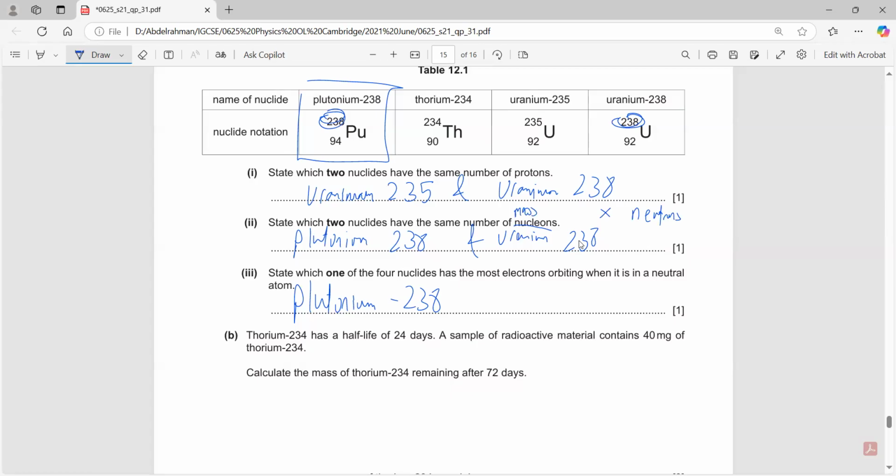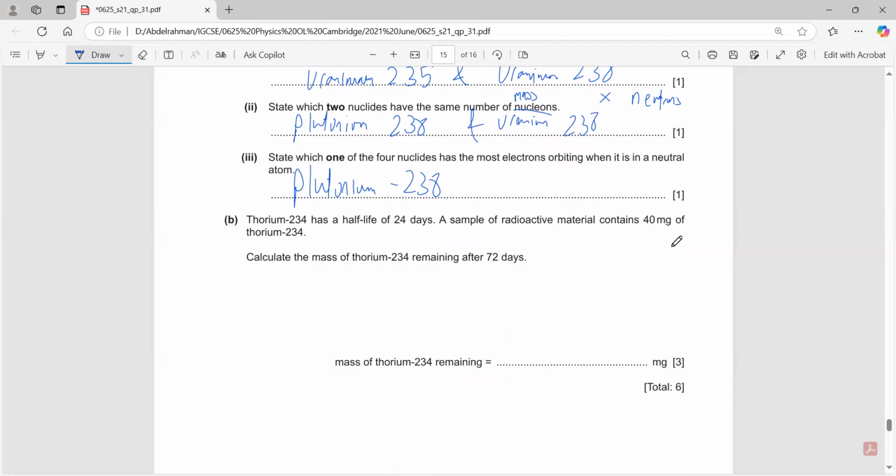Neutrons is a totally different thing. Yes, plutonium 238 and thorium 234 have the same number of neutrons, which is correct. But they don't have the same mass number. They don't have the same nucleon number. We have to memorize this word. Nucleon is the mass number.